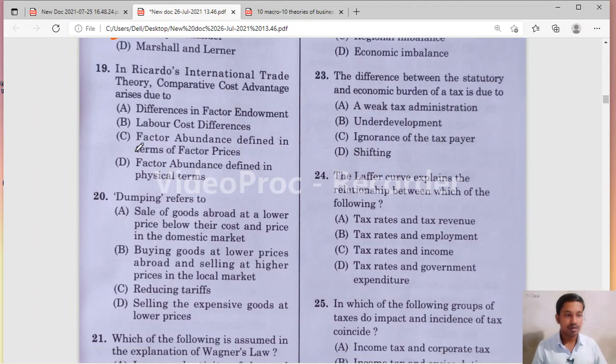Question number 19. In Ricardo's international trade theory, comparative cost advantage arises due to option A differences in factor endowment, option B labor cost differences, option C factor abundance depend in terms of factor prices, option D factor abundance depend in physical terms. Yes, here the right answer is option B labor cost differences. According to David Ricardo, international trade arises due to labor cost differences.